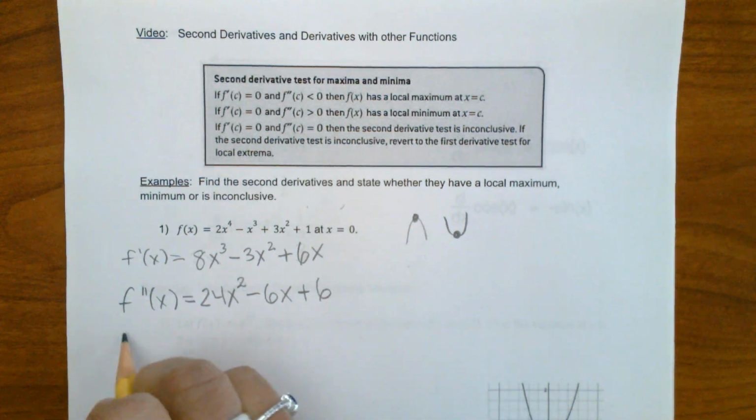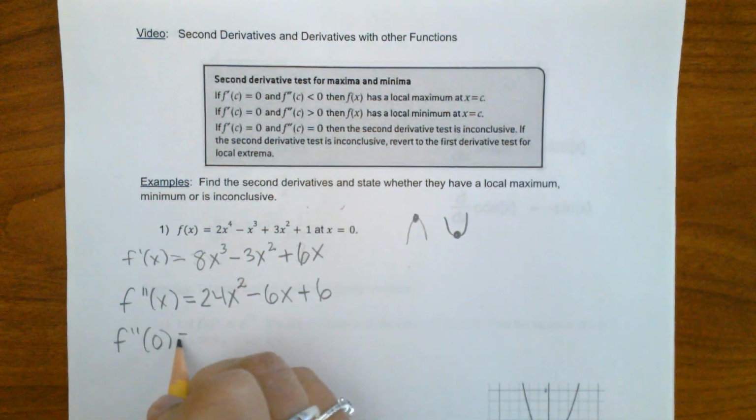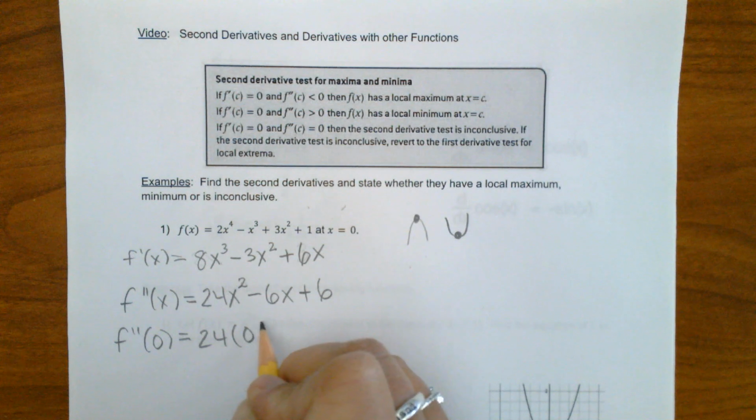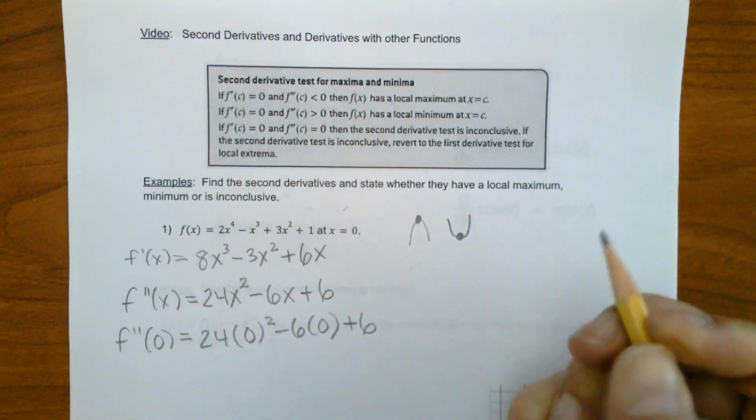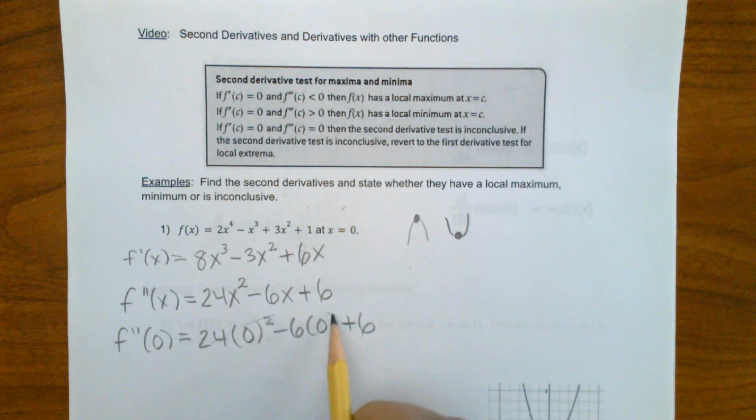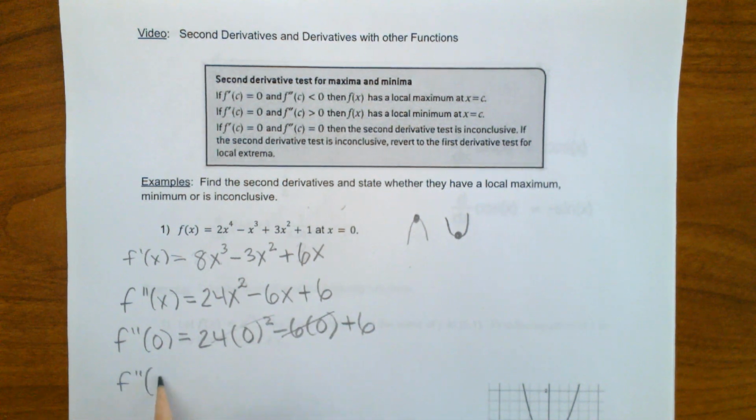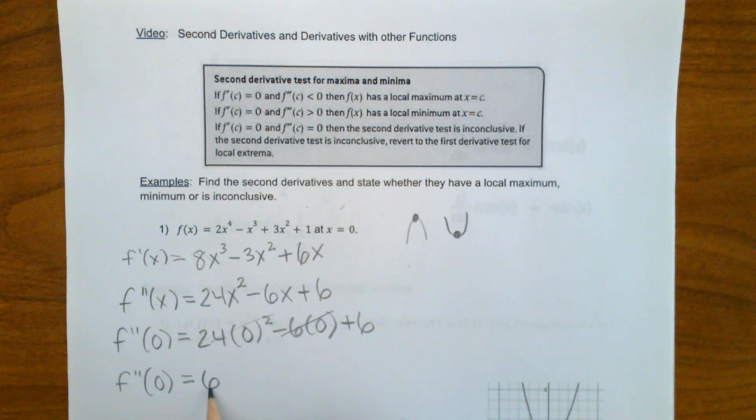So what we do is just substitute it in. So f double prime of 0 equals 24 times 0 squared minus 6 times 0 plus 6. Anything multiplied by 0, we're going to cross those out. So f double prime of 0 equals 6.